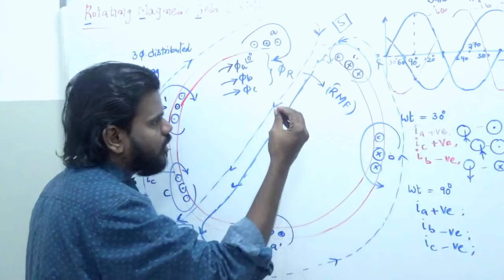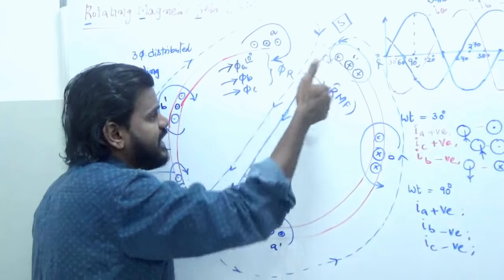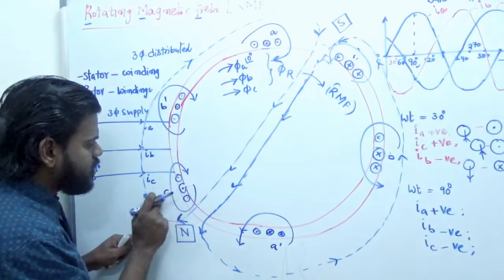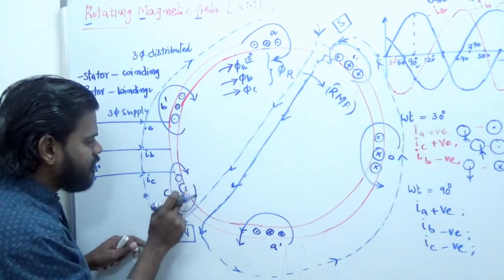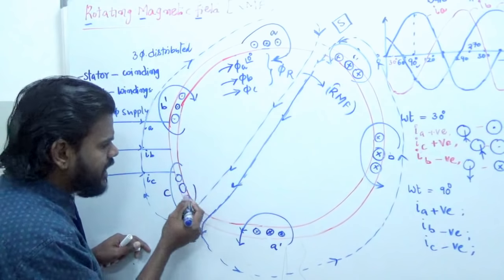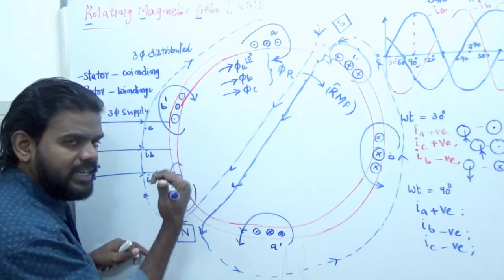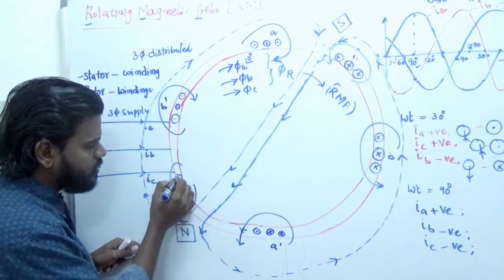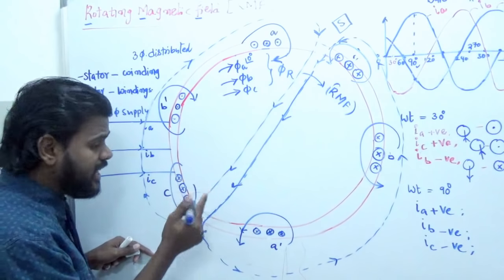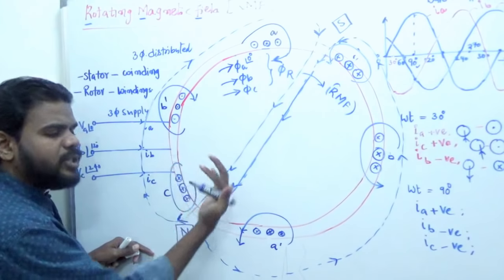Now come to this, C and C dash. So what is C now? C is negative. So the current direction here is negative, so the current is coming out. Fine. If the current is coming out, what about the flux? In the direction of the fingers, right?